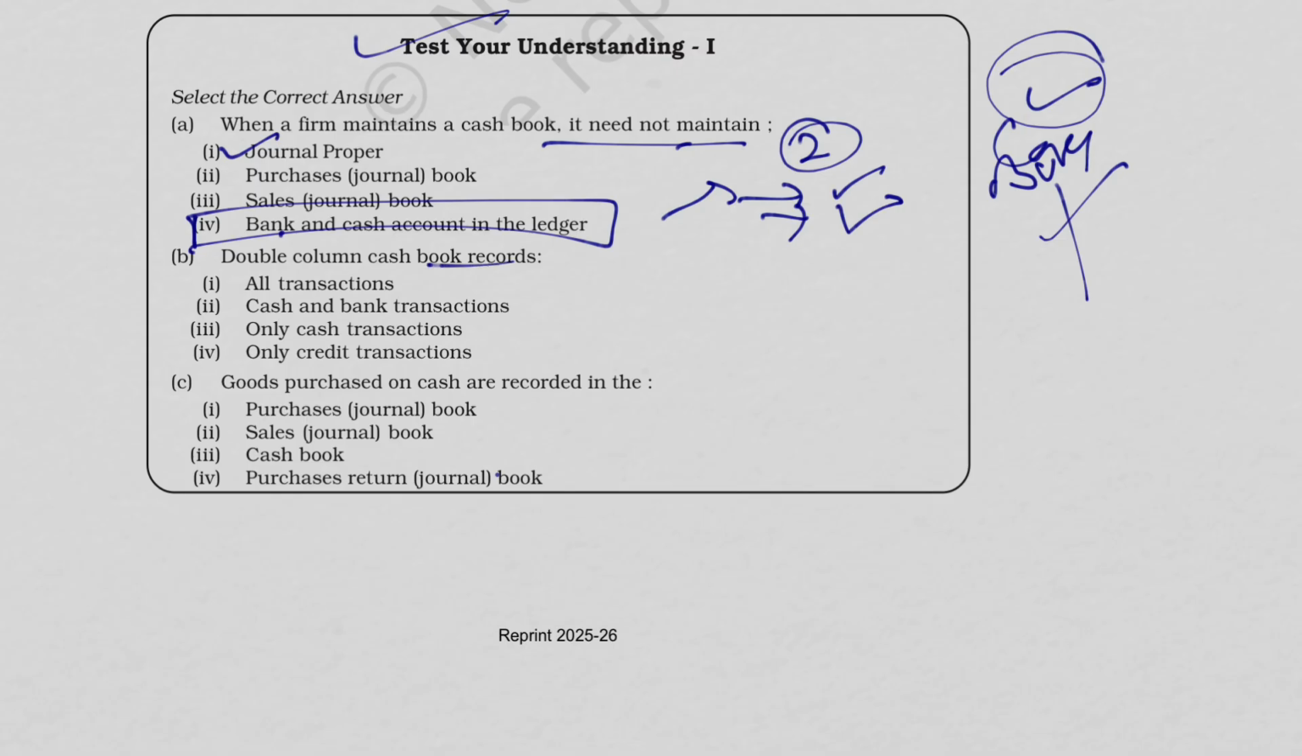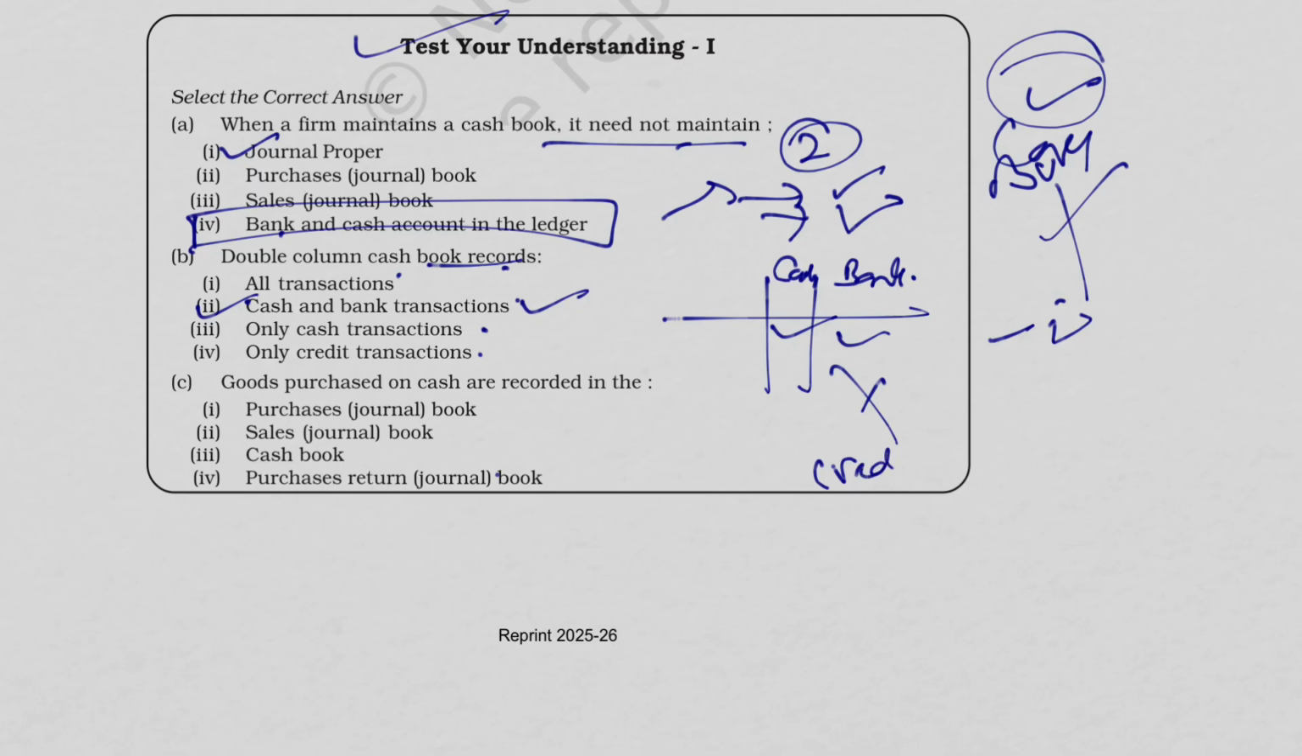Next, we have double column cash book records all transactions, cash and bank transactions, only cash transactions, or only credit transactions. Answer is cash and bank transactions. Double column cash book basically has one column for cash, another column for bank. So it records cash received as well as paid and bank receipts and payments. It does not record credit transactions. Therefore, the correct answer is cash and bank transactions.